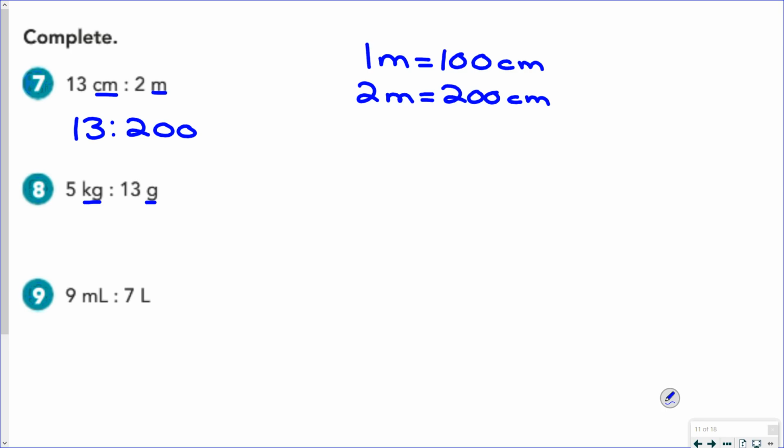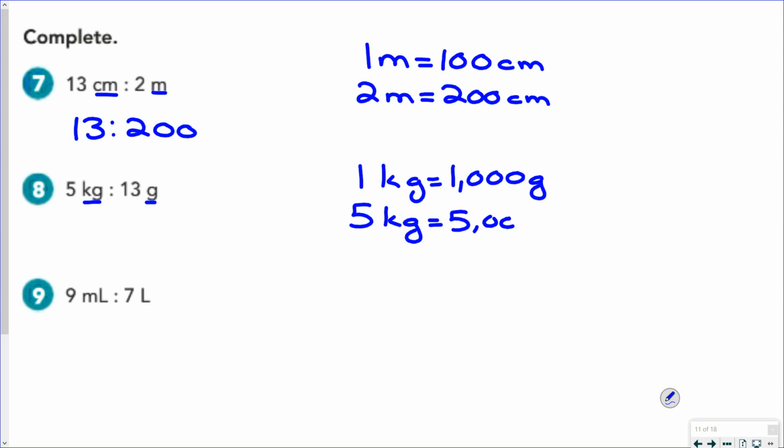Now if you flip back in your notes, you won't find kilograms, but you'll find kilometers. It's the same conversion. So 1 kilogram is equal to 1,000 grams. So is it easier to go from 1 to 5, or is it easier to go from 1,000 to 13? Well, it's easier to go from 1 to 5. So if 1 kilogram is 1,000 grams, 5 kilograms would be 5,000 grams. So therefore your ratio is 5,000 to 13.